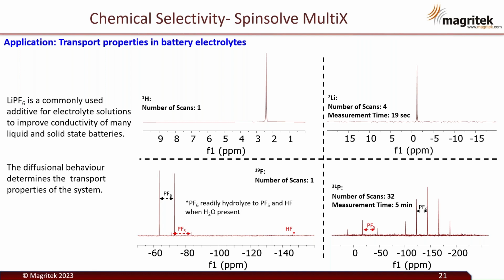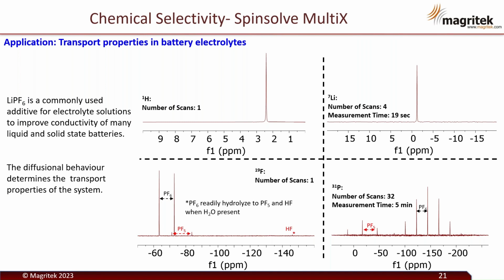So here I show the 1D analyses obtained from the multi-X instrument of this lithium PF6 and DMSO, in which all the analyses were done in about 7 minutes. At 300 millimolar concentration, the proton spectrum shows the DMSO signal. The lithium spectrum corresponds to the lithium ion from lithium PF6. And what's very interesting here is in the fluorine and the 31P spectrum, we see a few different species. We see the PF6, which is the counter ion to the lithium.